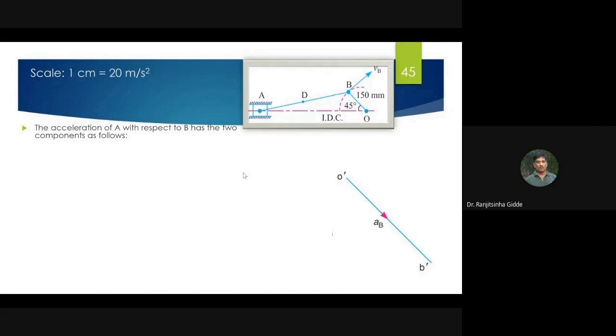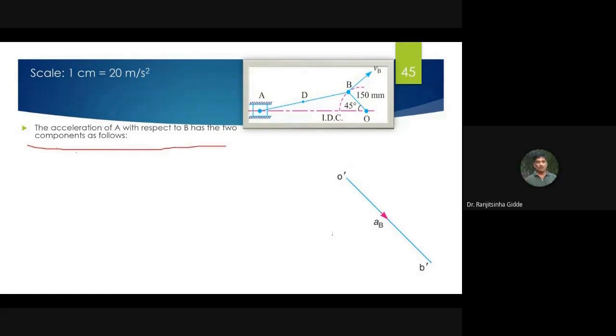As two components as follows. My voice is audible? Yes, sir. Okay, thank you.